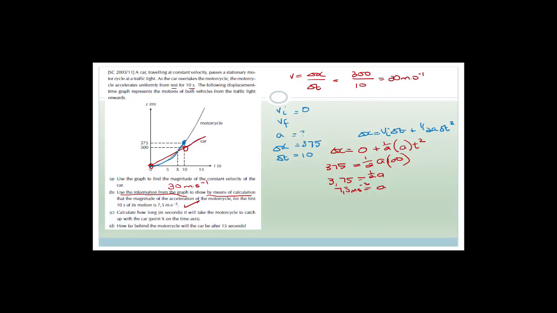Right, now it says calculate how long in seconds it will take for the motorcycle to catch up with the car, which is point X. Okay, now you need to understand that the reason that they gave us that this was 7.5 meters per second squared is because there's a chance that we need it in the next equation. Okay, so let's just erase some stuff here.